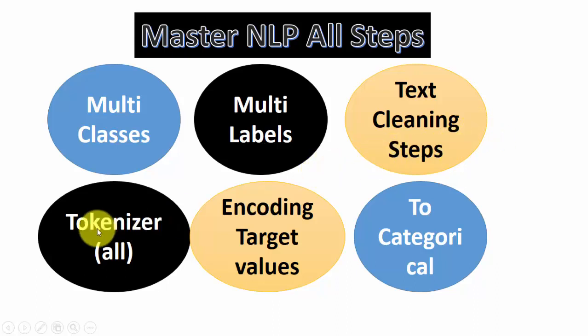After that, how to deal with the tokenizer. Now when you deal with large language models like transformers, they provide you a tokenizer, and that tokenizer has a lot of parameters like padding, truncation, max length. We will be covering all those things in this video as well. After that we will be covering how to deal with the target column, either in multi-class data or multi-label data or binary label data. So how to deal with that and how to categorize them.